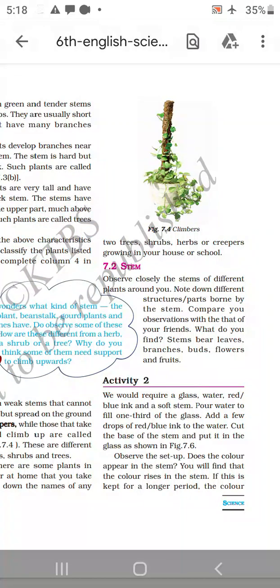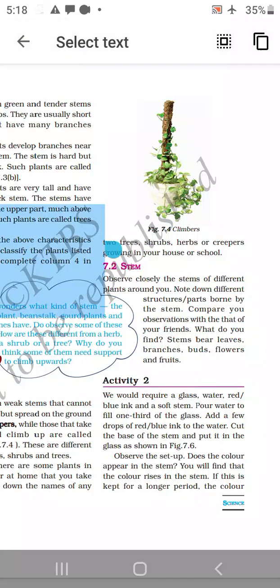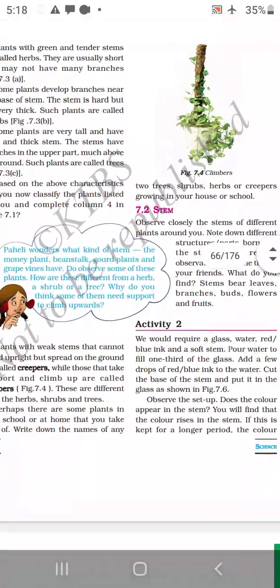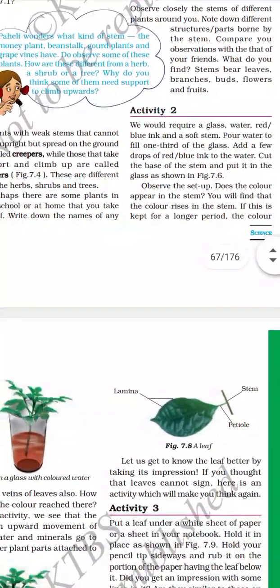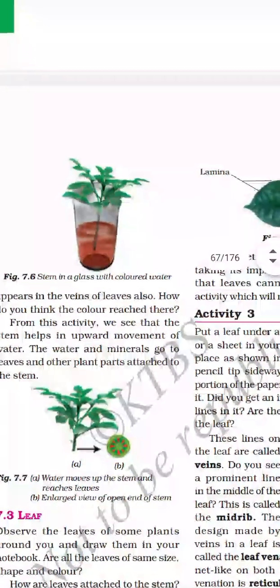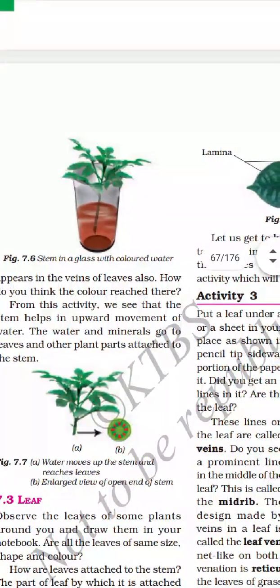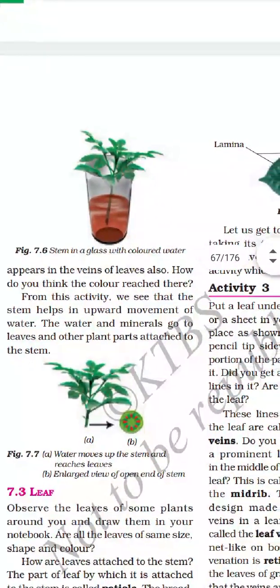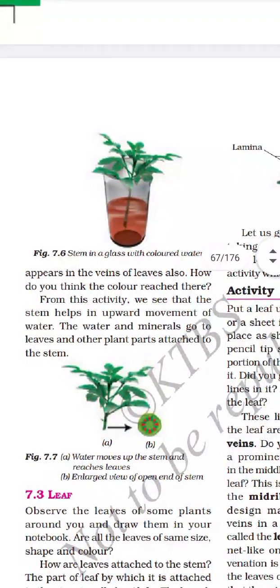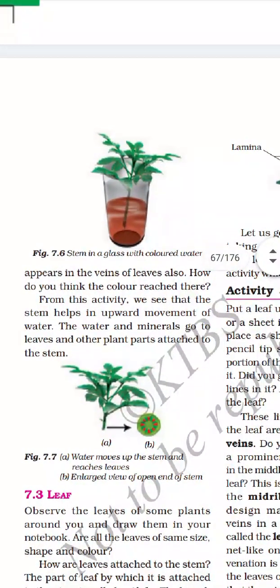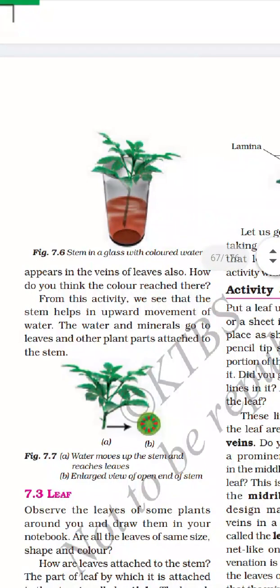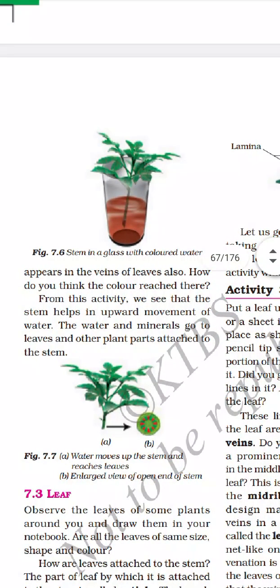Next is stem. We know stem is a very important part of the plant. Stem has leaves, buds, flowers, fruits, etc. And it has branches also. Through this experiment and activity, we can find out that the stem helps in the movement of water and food also. Through the stem, the water moves to all parts of the plant and leaves.